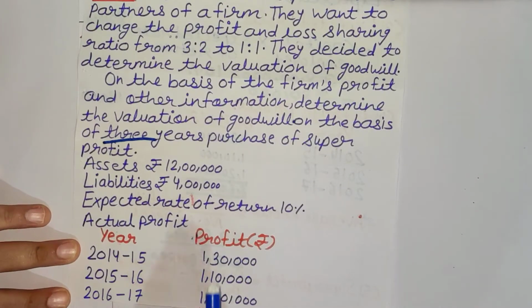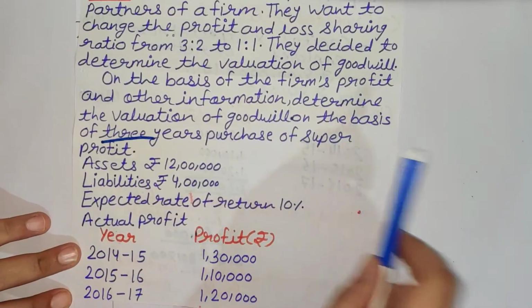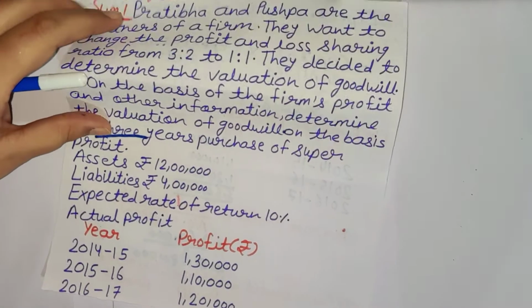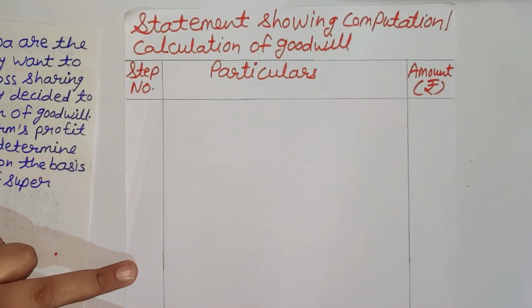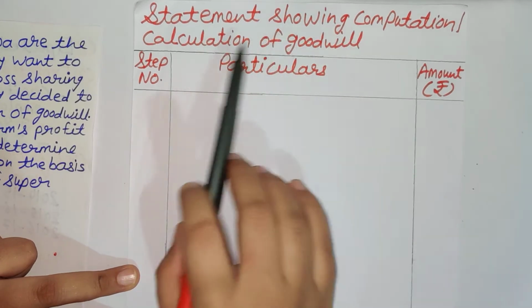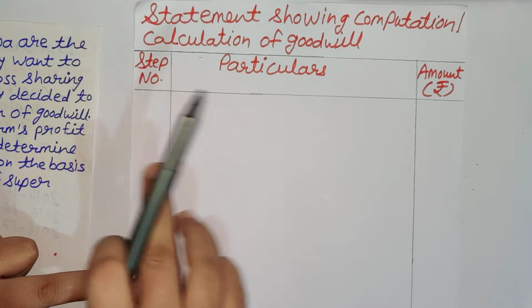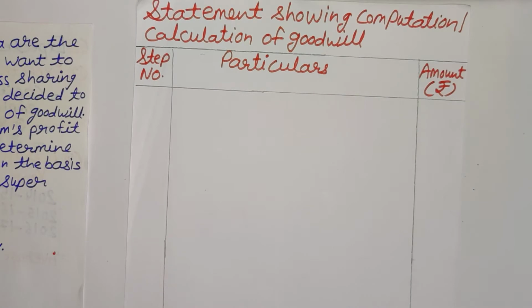In this sum, we have to calculate the goodwill as per the super profit method. We have already discussed the various steps in the previous online teaching and learning session. Let's start doing the sum. First of all, you have to make this type of statement and put the heading showing the calculation of goodwill. First column you have to prepare of the step number, second column of the particulars, third column of the amount.